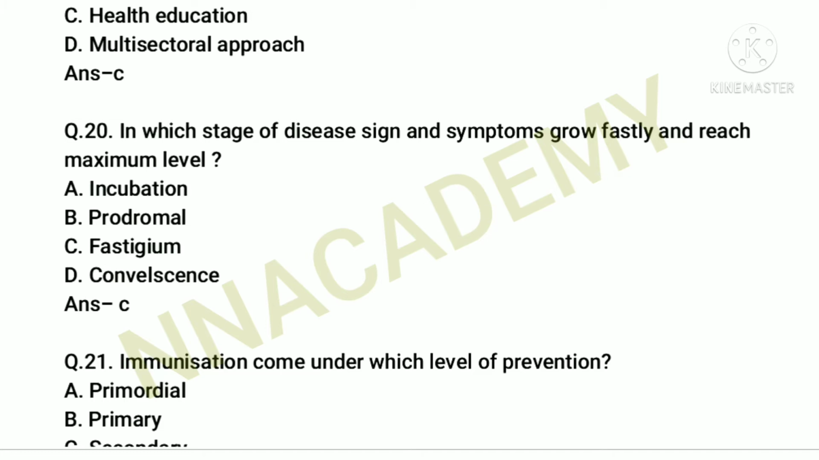And next one, in which stage of disease do signs and symptoms grow fast and reach maximum level? Option A incubation period, option B prodromal period, option C fastigium, and option D convalescence period. So here the right answer is C, fastigium. In the period of fastigium, the symptoms and signs grow faster and reach the maximum level. The incubation period is when the virus gets incubated, and in the fastigium period the virus replicates and the signs and symptoms appear in severe stages.